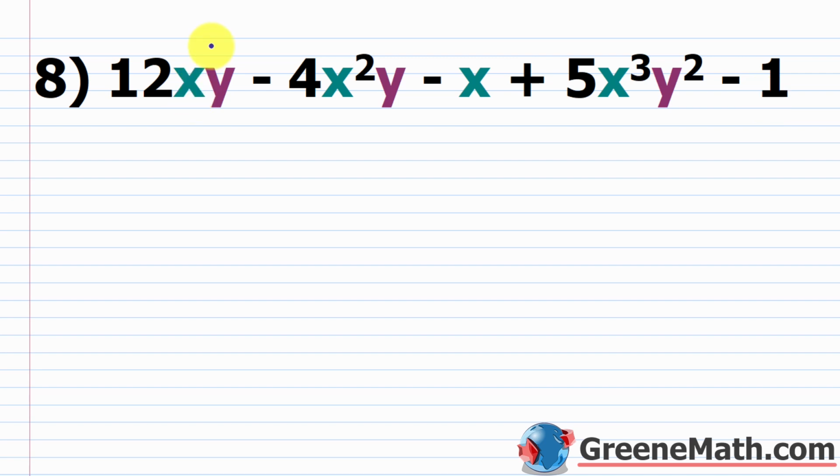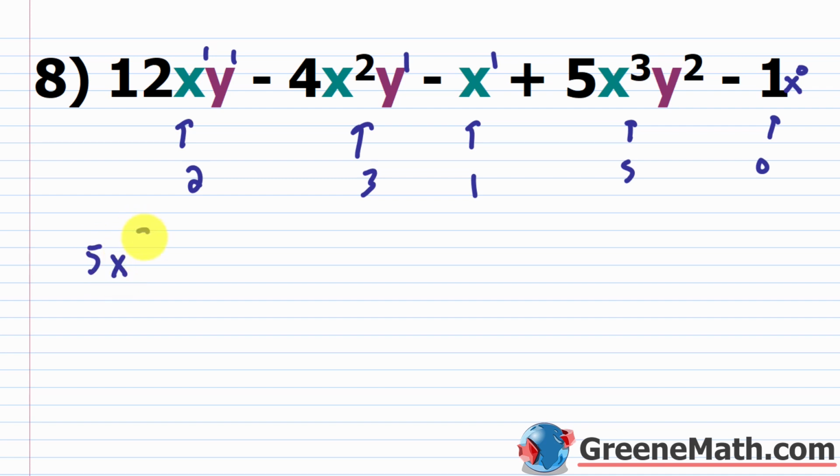Okay, so in other words, here, this would be a 1 and this would be a 1, so the degree is 2. Okay, this would be a 2 and this would be a 1, so the degree is 3. This is a 1, the degree is 1. This is a 3 and a 2, so the degree is 5. And then this guy you could say, again, is x to the power of 0, so the degree is 0. Okay, so for this one, it's fairly straightforward. I would just take the term with the highest degree and I would list it first. So I would say this is 5x cubed y squared. And then next, I would go to minus 4x squared y. And then next, I would go to plus 12xy, and then I would go to minus x, and then I would go to minus 1.